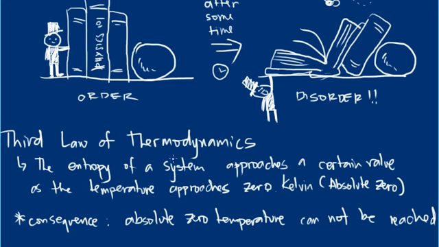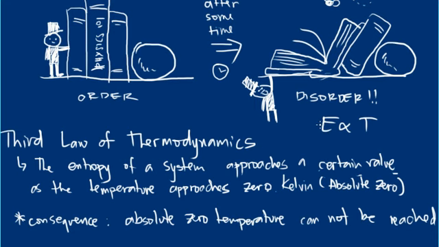Why? Because whenever we try to reach absolute zero temperature, entropy reaches a certain value. Because entropy, I forgot to tell everyone, is directly proportional to the temperature of a body.